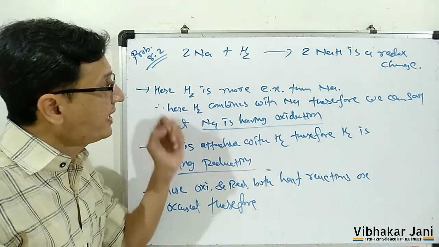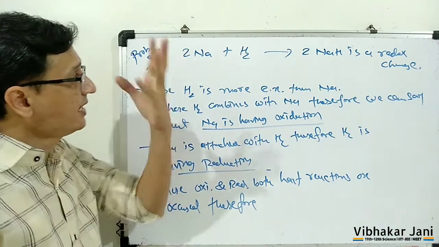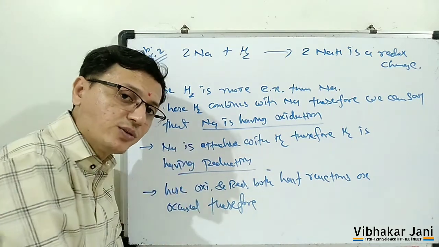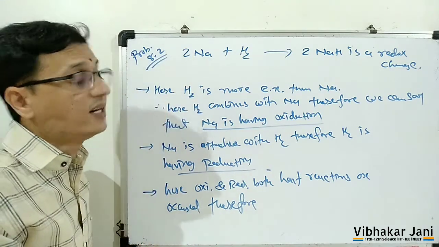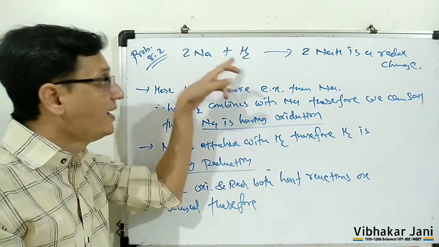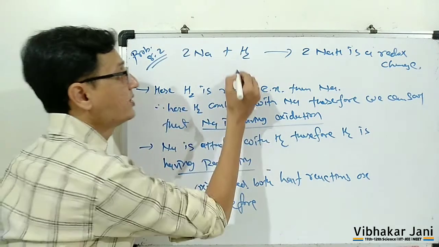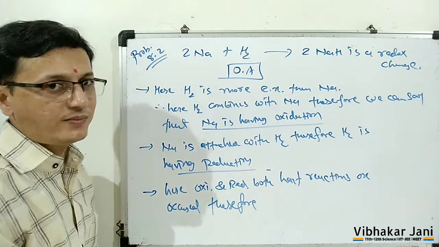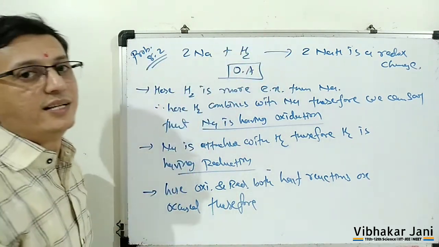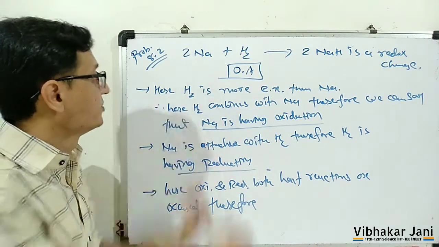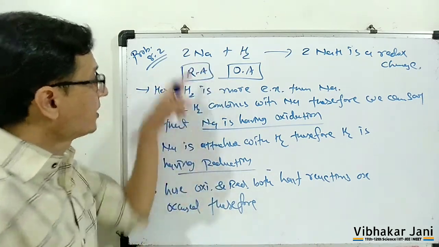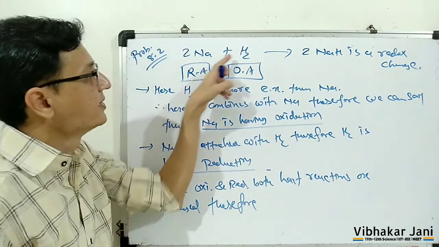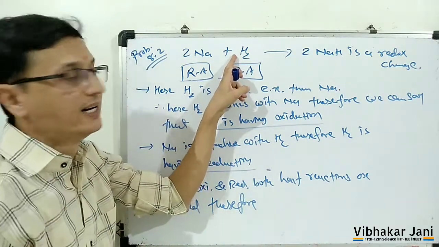Okay. Now, if I say which substance is oxidizing agent over here, so the substance which we have reduced is considered as oxidizing agent. So which substance is having reduction? Hydrogen. Hydrogen is having reduction. Therefore, hydrogen is our oxidizing agent, and sodium is reducing the hydrogen. Therefore, sodium is our reducing agent.